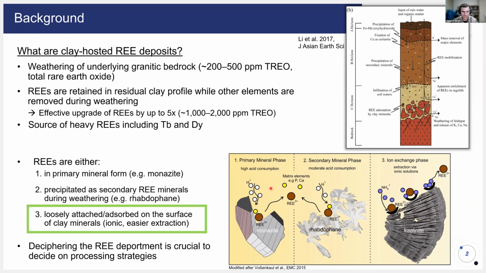And the ideal scenario, what everyone's after, is a high ionic component. That would be the ionic mineralization, where the rare earth are loosely adsorbed on the surface of the clay minerals, here kaolinite. You see rare earth 3+ sitting here, adsorbed onto the surface of kaolinite. Then you can remove that with ammonium cations. Three of them would eventually displace the rare earth 3+, and off it goes into solution. That's the preferred way you want it to be. That means you don't need any additional acid for the extraction. Deciphering the rare earth deportment is quite crucial to deciding on the processing strategies in the end.